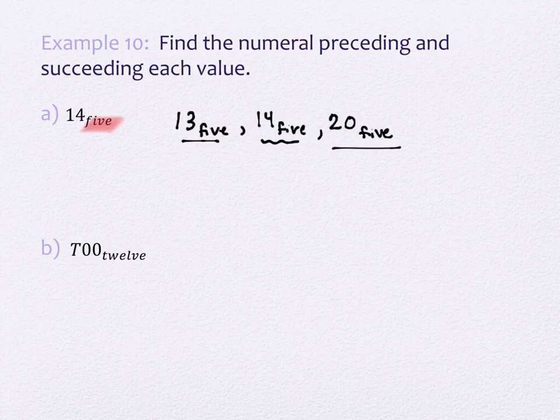In this case, one is easier to find. It's easy to take away from the 4 to make it a 3. It's the other one that's a little more complicated. How do I go from 1, 4 up? I don't have a 1, 5, so now I have to go to 2, 0.